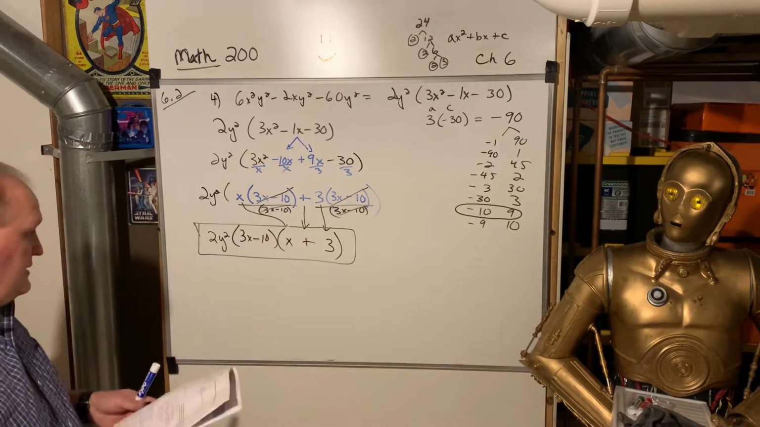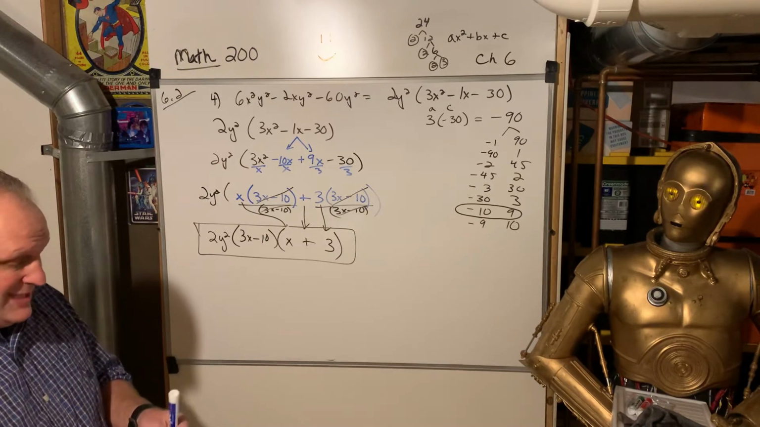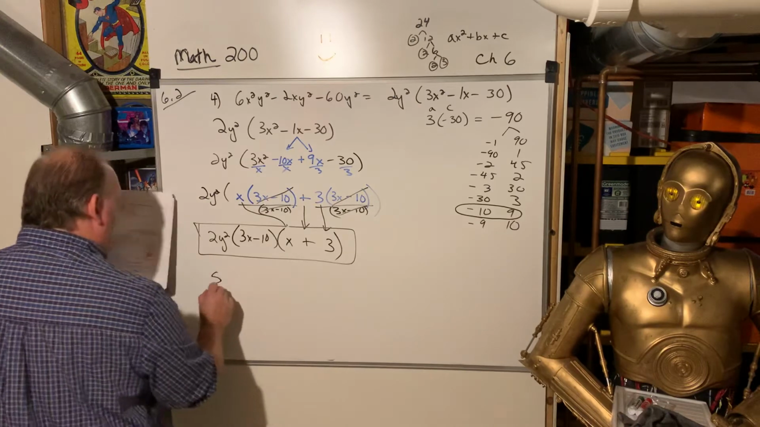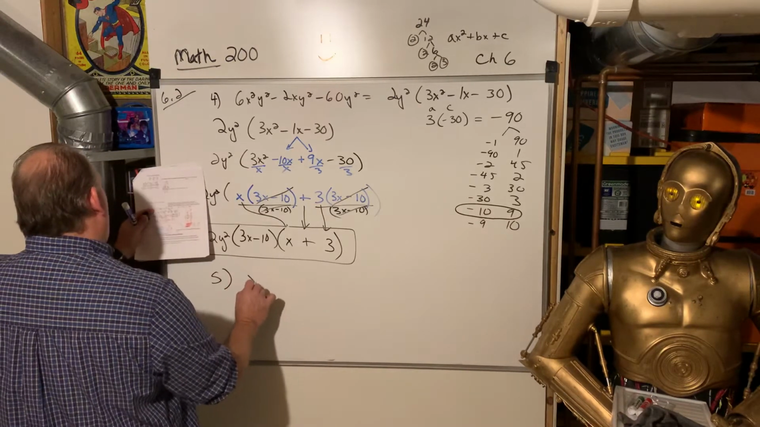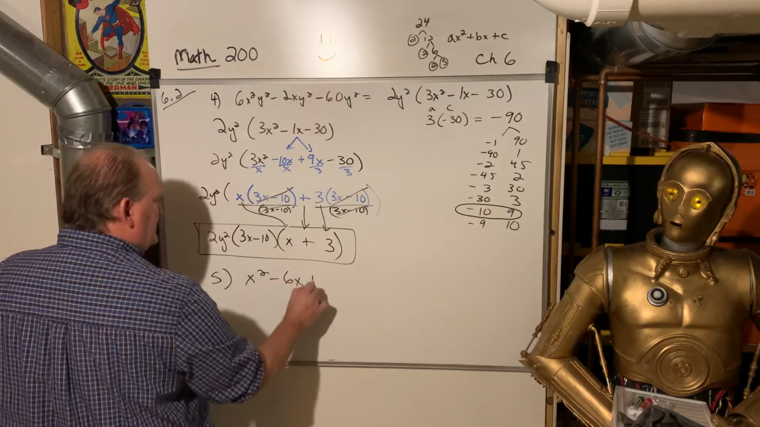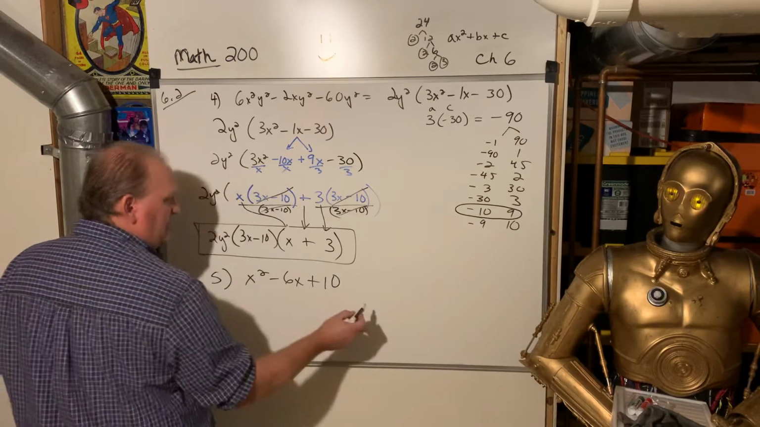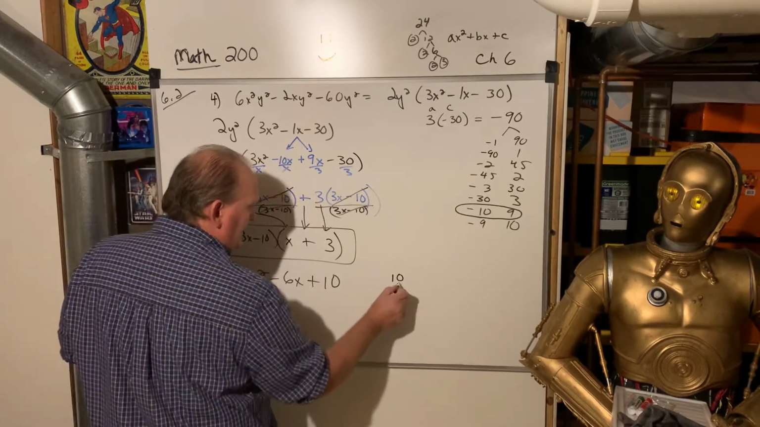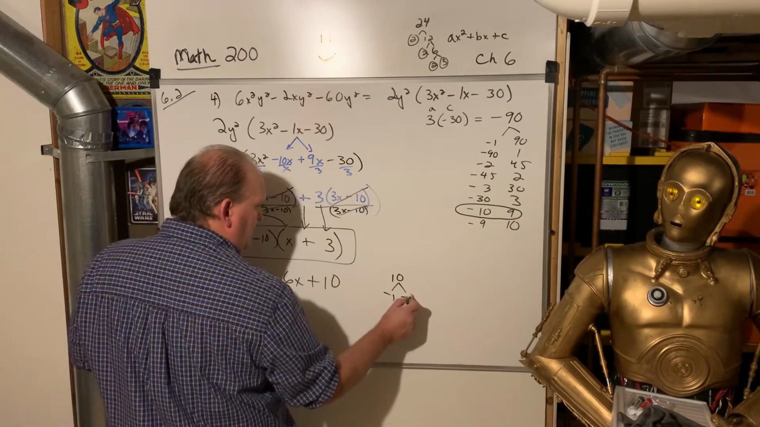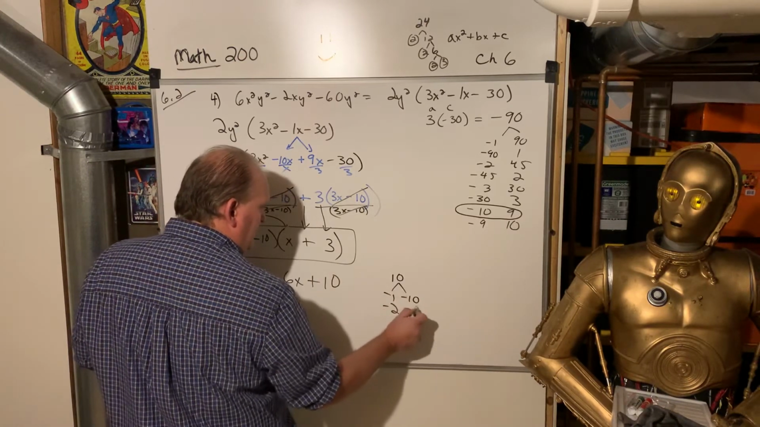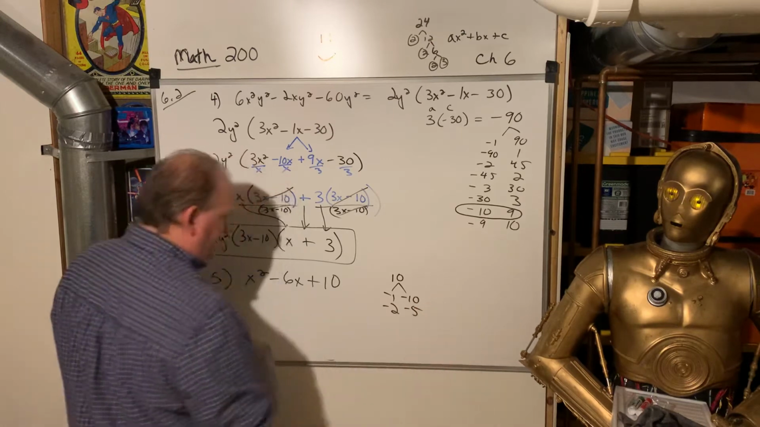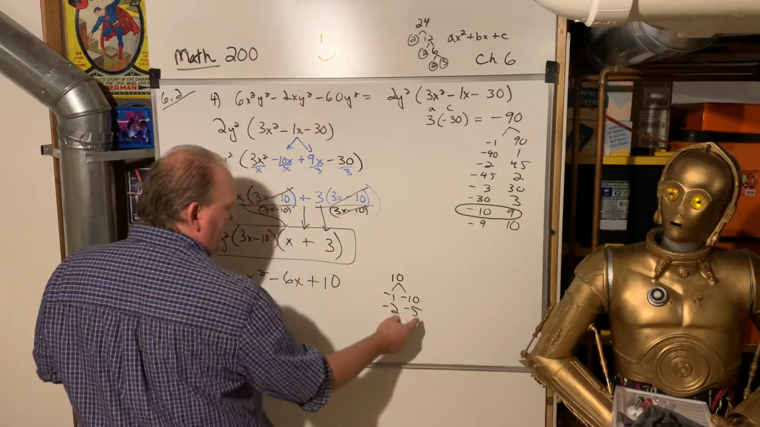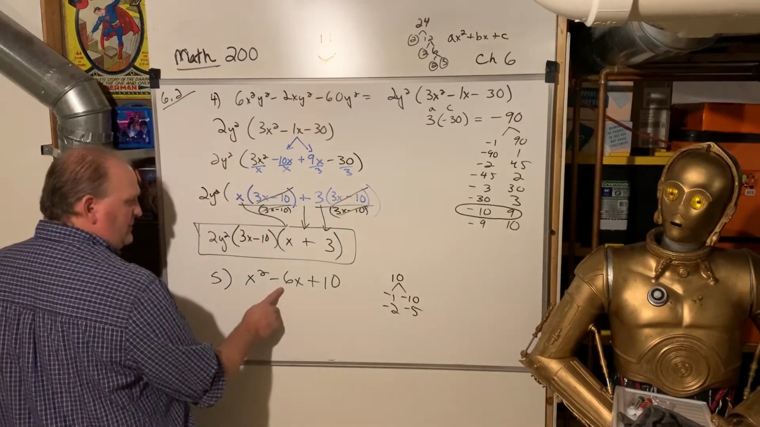All right. So not a walk in the park by any means. Let's take a quick look at number 5. We got x squared minus 6x plus 10. You want a list of everything that multiplies to be positive 10 but adds to be a negative, so it's got to be negative, negative. Negative 1, negative 10, negative 2, negative 5. That's it. So that adds up to negative 11, that adds up to negative 7. Neither one of them is negative 6.